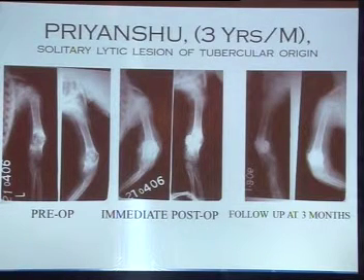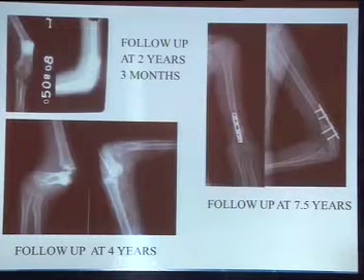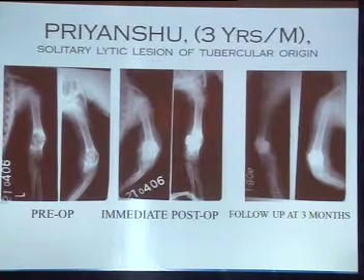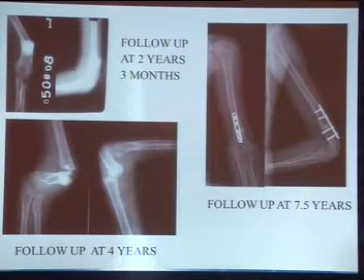This is a patient of solitary lytic lesion of tubercular origin. He was initially started on ATT. Then we went for surgical intervention in the form of curettage and bone grafting. Later on he had cubitus varus deformity at the grafted site. While playing, he had a fall again, and there was a fracture at the grafted site. We went for LCP fixation in this case. And this is a follow-up at 7.5 years.